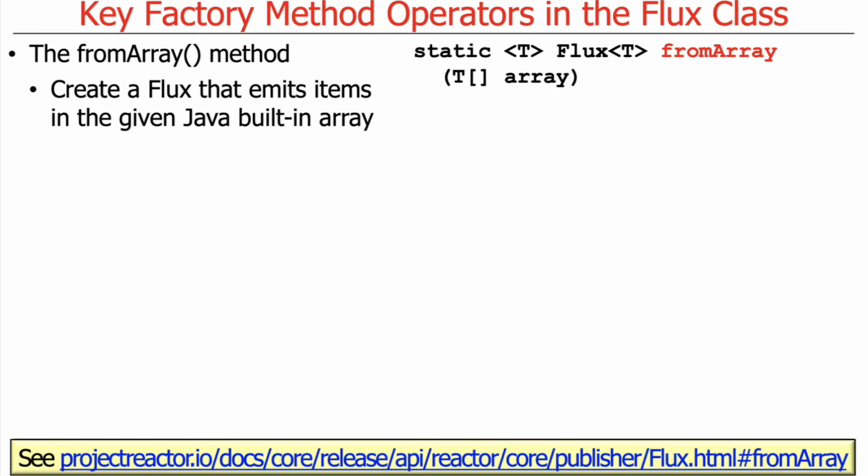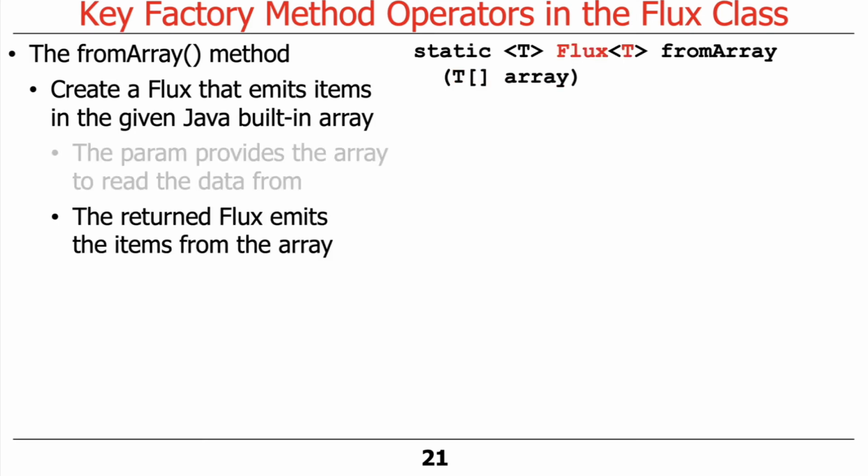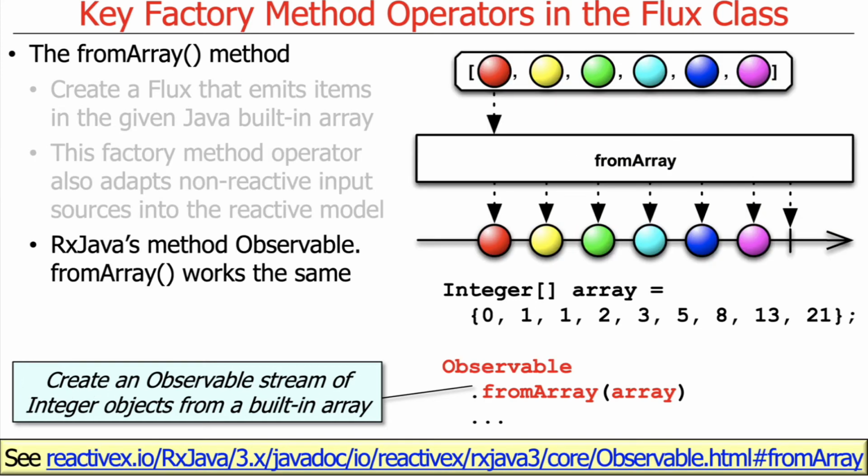Next method is fromArray. As you might expect, what it does is it creates a flux that will emit the items that are in the built-in array that's passed as a parameter. That's where the data comes from, and it gives back a flux that will emit the items in the array. Once again, this is starting to get a little repetitive, but that's just the way things work with some of the factory methods. This allows you to adapt non-reactive input, like built-in arrays, into the reactive model. So here's a very simple example where we have ourselves a built-in array with some values in it, and then we create a flux from that array. And we'll look at that example in the context of the case study coming up shortly.